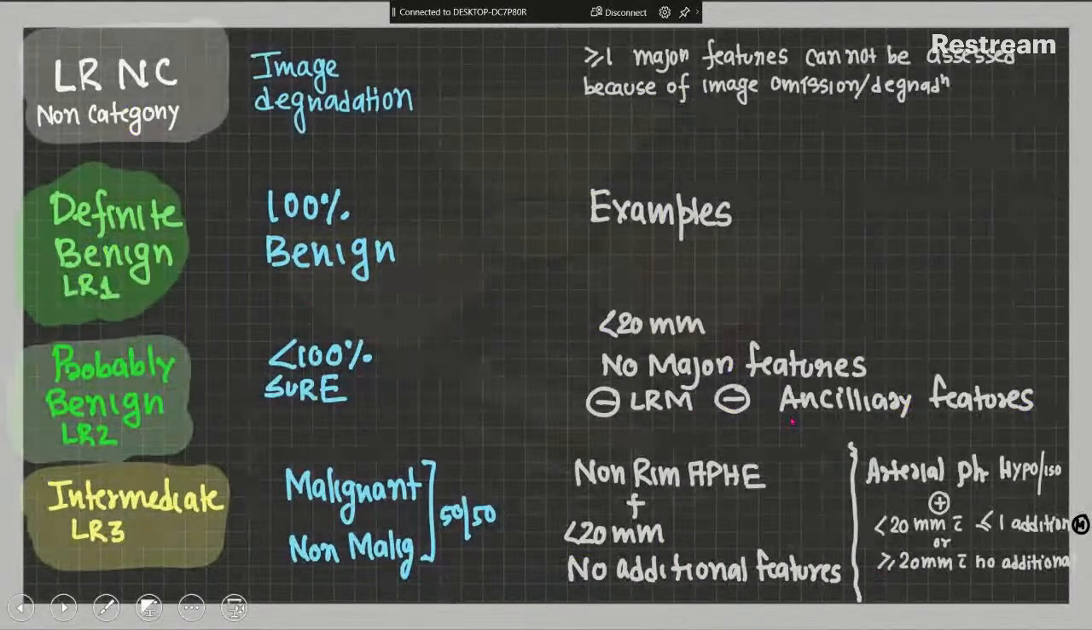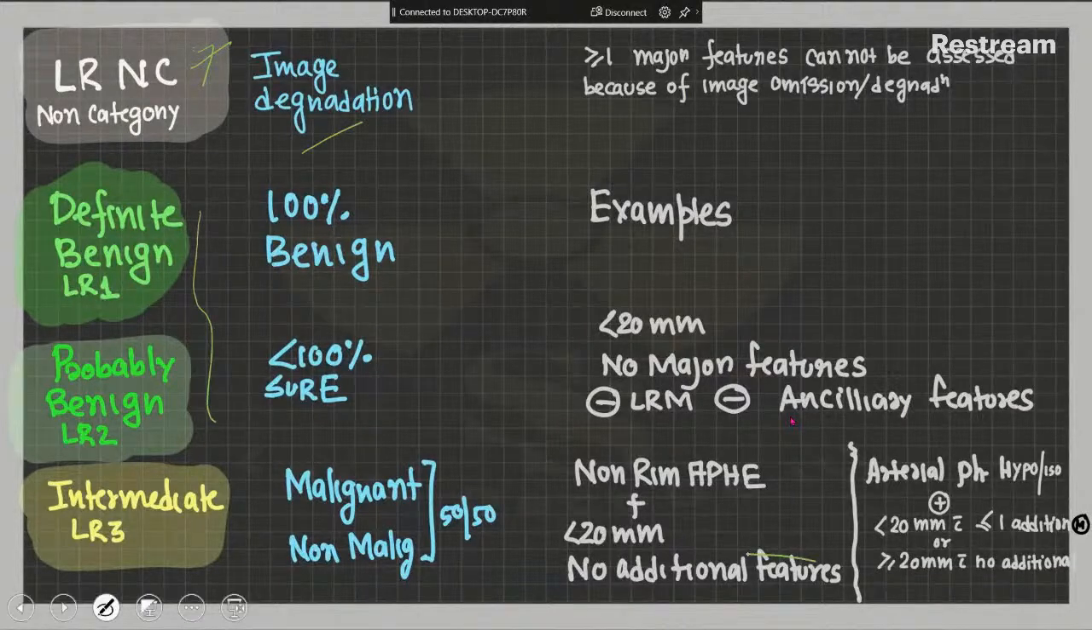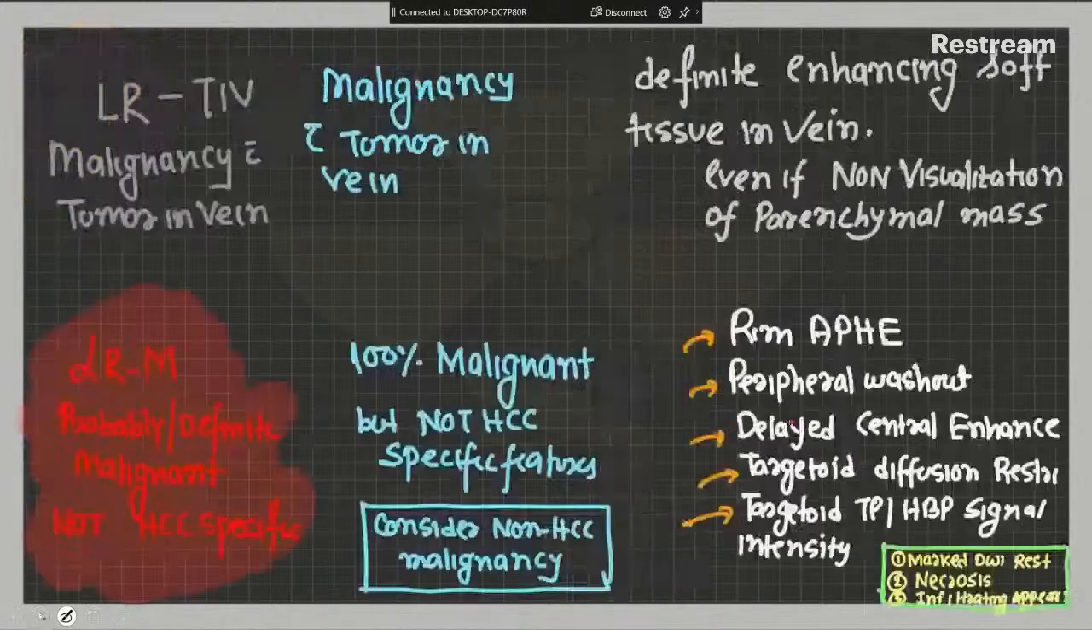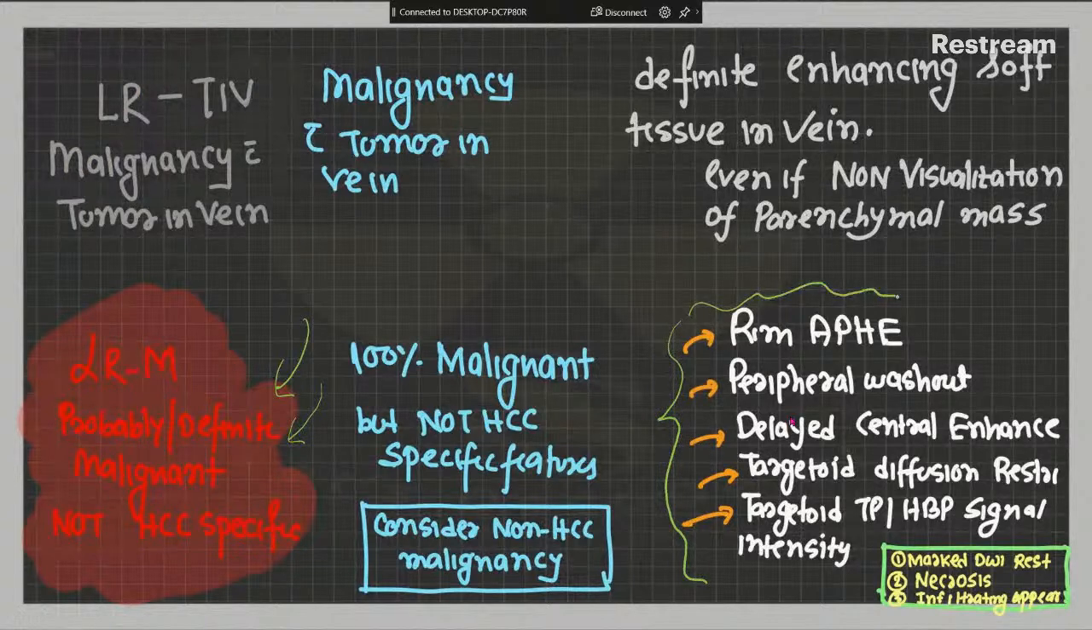I have just written only that, I have not kept a non-category, that is image degradation. Next, this one is degraded. Coming to the special versions, that is LR-M and LR-TIV. Coming to LR-M first, then I come to LR-TIV. LR-M means this is malignant, I am sure, but whether this is hepatocellular carcinoma, I am not 100% sure. And if you see the features of LR-M, these are more or less opposite to hepatocellular carcinoma.